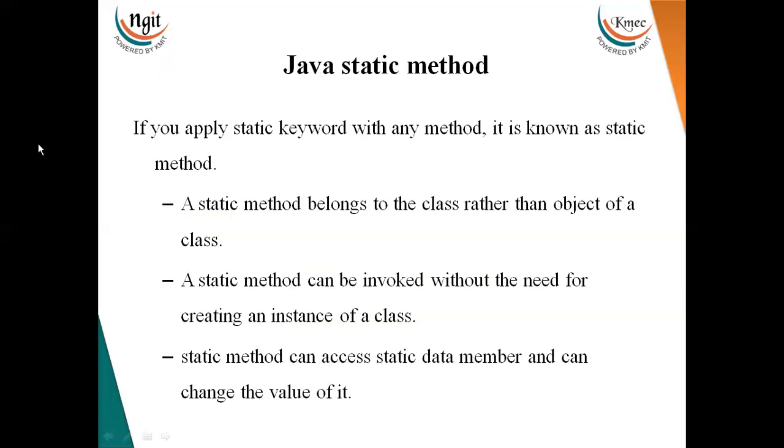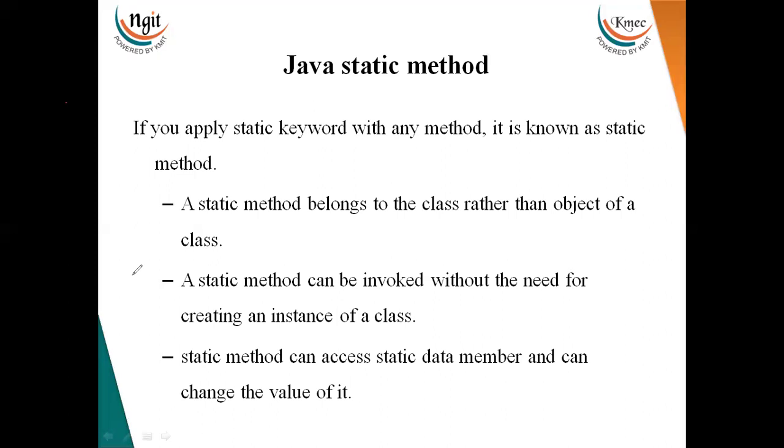Now coming to the static method. If you are declaring any method with the static keyword, then that is the static method, right? Static method belongs to the class rather than the object of the class. So a static method can be called without creating an object of a class. Basically, in order to call the method of a class, what we will do? We create an object of the class. By using that object, we call the method of that class. But in order to call static methods, you need not create an object. Without creating an object, directly you can call the static methods, right?